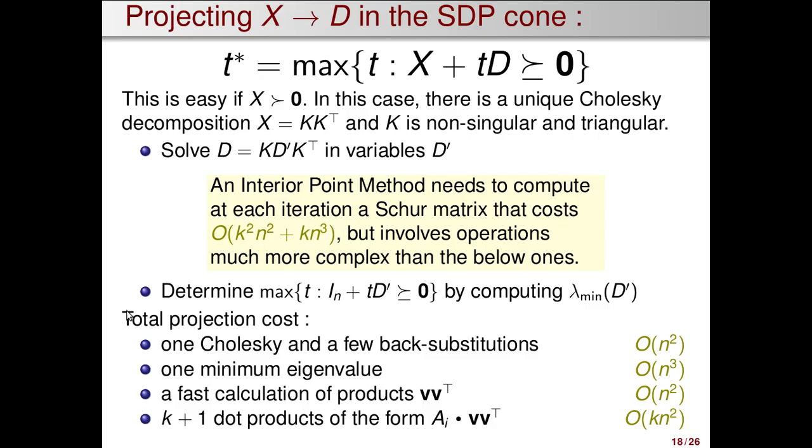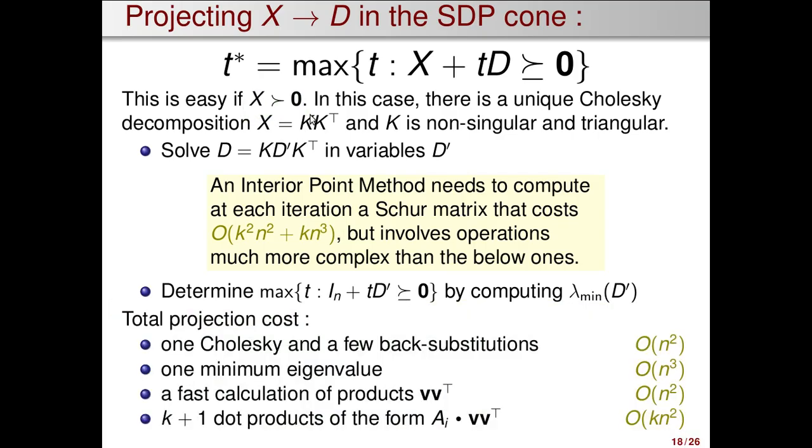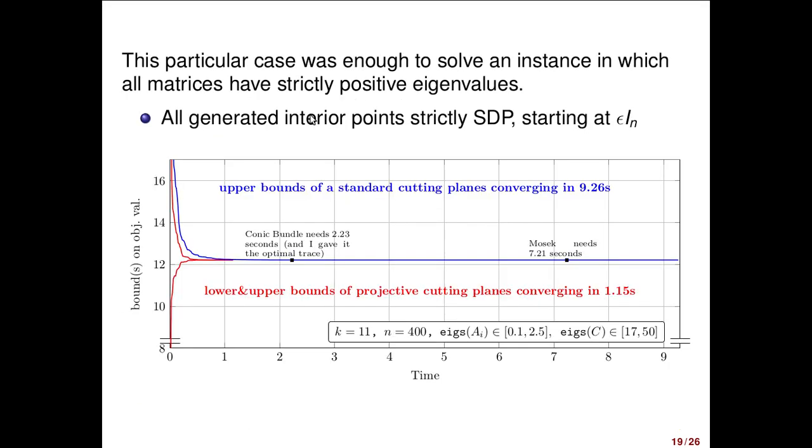Okay, still, this is a projection cost in the simplified case where X is non-singular and strictly SDP. This particular case was enough to solve a very first instance, this is how I started, in which all matrices have strictly positive eigenvalues. All generated interior points are strictly SDP, because I did not start from 0, but from the identity multiplied by some small value.